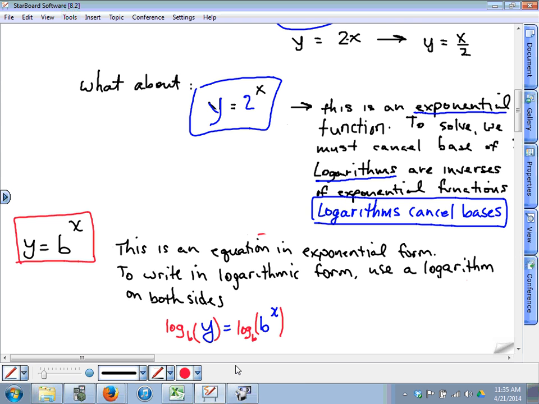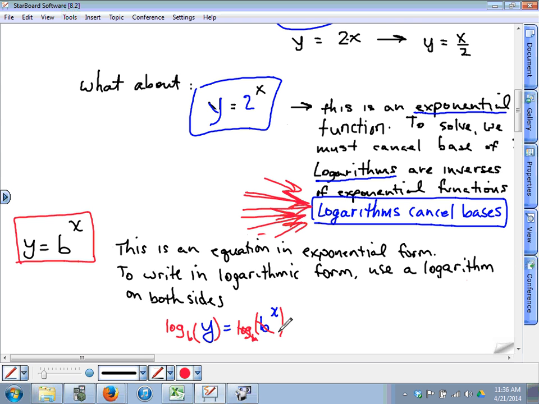Now, what does a logarithm do? It's the inverse of exponential functions, which means it cancels what? A logarithm cancels bases. So we have a base right here, don't we? It only cancels bases, though, if the bases are the same. Just like a square root can only cancel x squared, right? Only if they have the same base. So here, that log base b cancels this base of b. Like that. So log base b of y. Exactly.